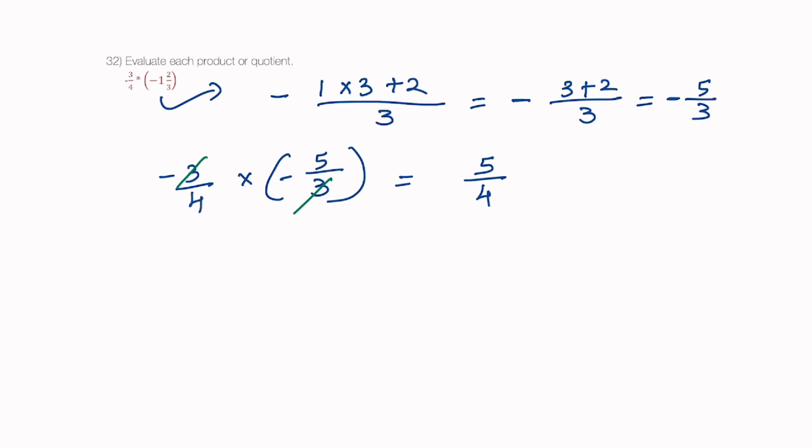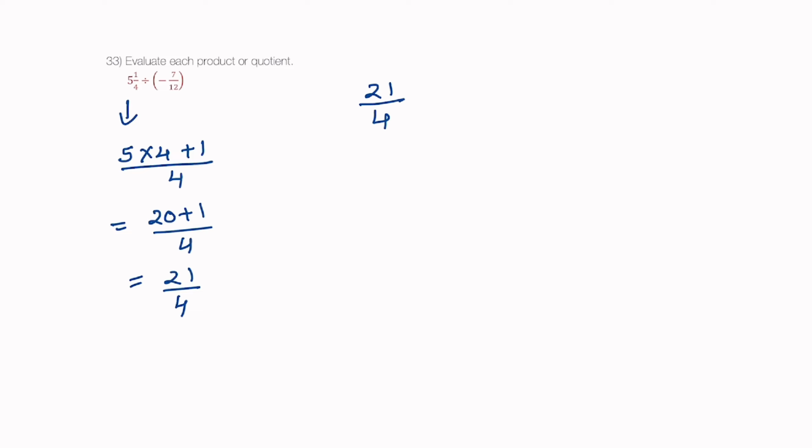And is it positive or negative? We have negative, negative. Both are negative. Even number. Answer is going to be positive. 5 over 4. Or you can write this as 1 and 1 over 4, because 1 times 4 is 4, plus 1 is 5. So 5 over 4.